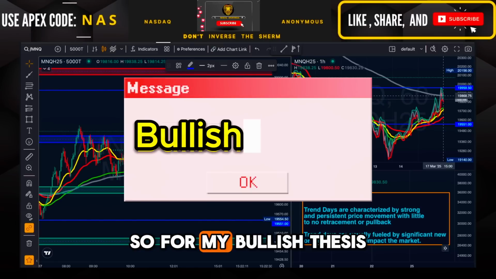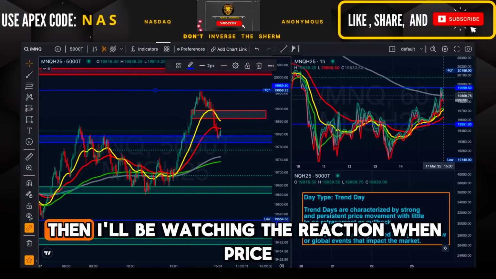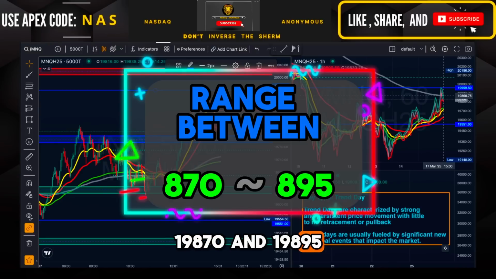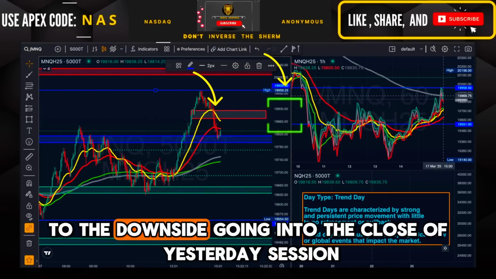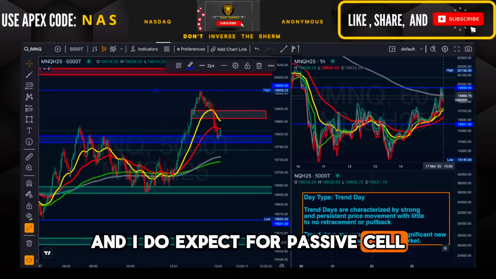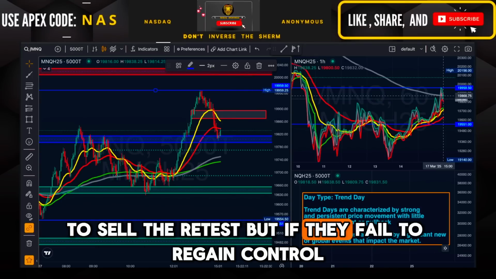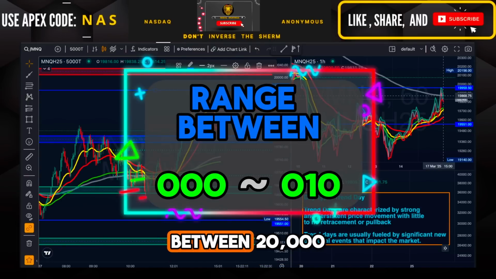So, for my bullish thesis, if the bulls can maintain their control overnight, then I'll be watching the reaction when price trades back within a range between 870 and 895. Because this is the range where the bears broke structure to the downside going into the close of yesterday's session. And I do expect for passive sell orders to be resting around this area to sell the retest.